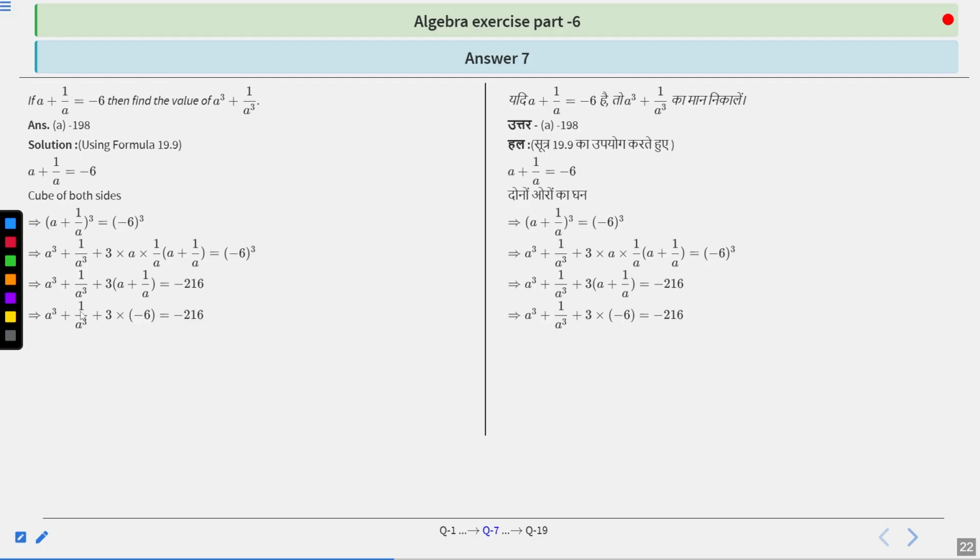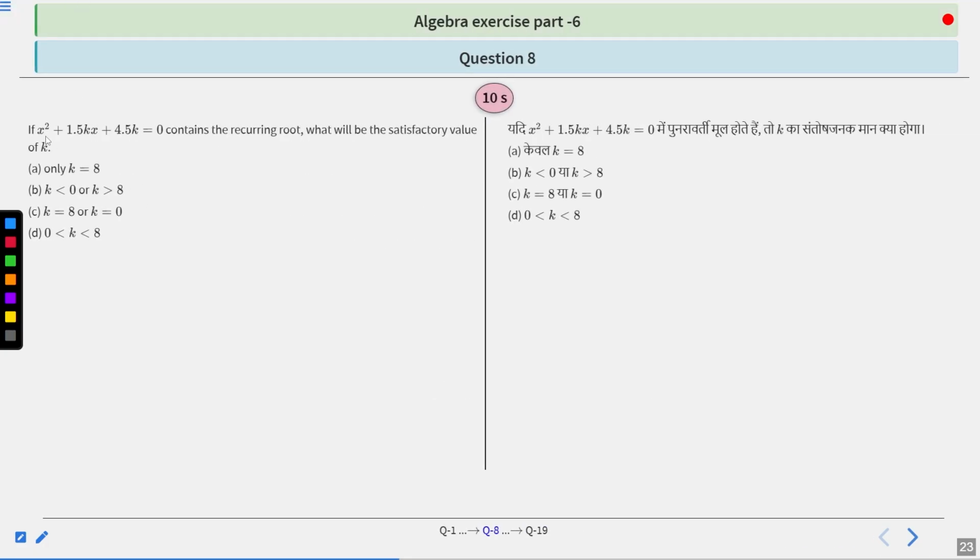Therefore, a cube plus 1 upon a cube plus 3 into a plus 1 upon a, which was already given in the question, that is minus 6. So putting the value of a plus 1 upon a, we get 3 into minus 6. That whole thing is equal to minus 216. Therefore, a cube plus 1 upon a cube plus 3 into minus 6 is equal to minus 216. 6 into 3 is 18, but it is minus 18 because minus 6 is written here. So when minus 18 goes to the other side, it becomes plus 18. So a cube plus 1 upon a cube becomes equal to minus 216 plus 18. Therefore, a cube plus 1 upon a cube is equal to minus 198. That means option number A, minus 198, is the correct option.